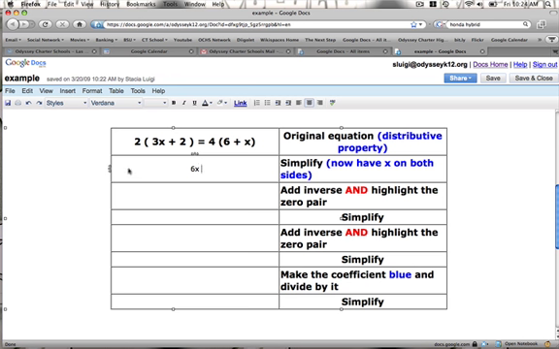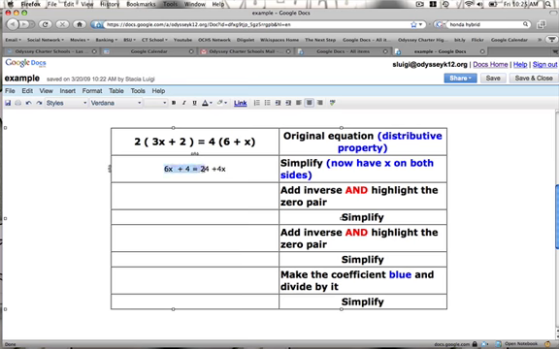Then I have a positive 2 times a positive 2. That gives me a positive 4. Then I have my equal sign. On the right side, I have a positive 4 times a positive 6, which is 24. And then I have a positive 4 times a positive x, which is simply positive 4x.